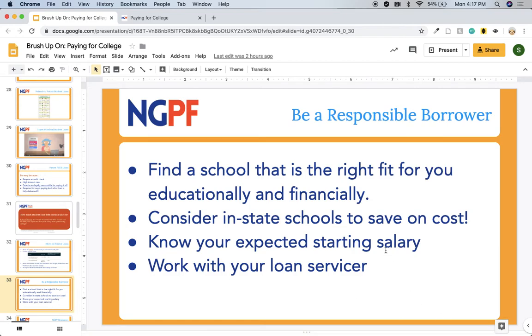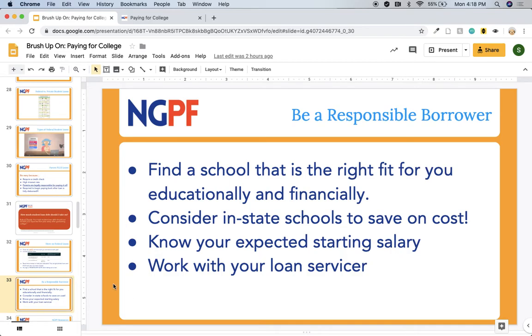And know your expected starting salary, going back to that rule of thumb. You don't want to be accumulating a lot of student loan debt, especially if you think that your starting salary after graduating is going to be a little bit lower. So it's really important to consider how much of my paycheck is going to be going towards my monthly student loan payment. And so that can take some research and some time, and NGPF has a lot of activities that will walk students through that mathematical calculation and just kind of scaffolds that kind of work.